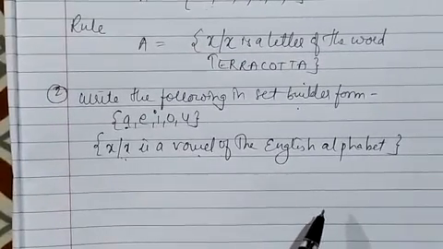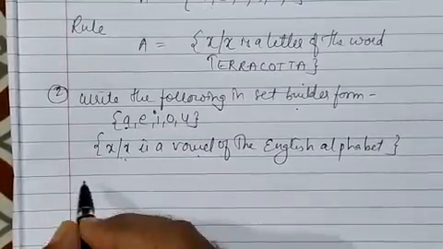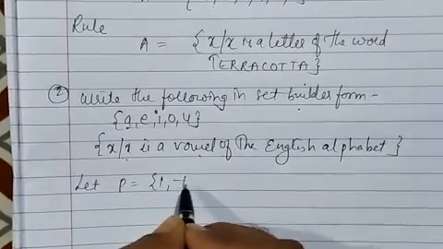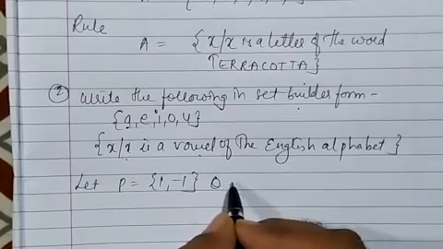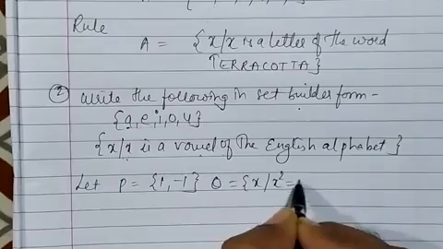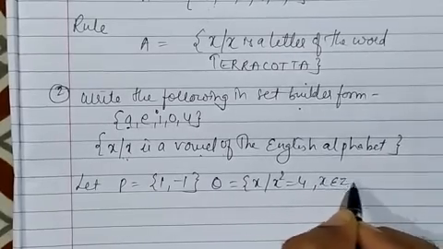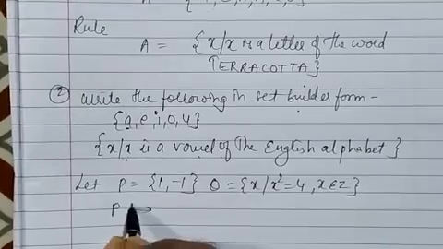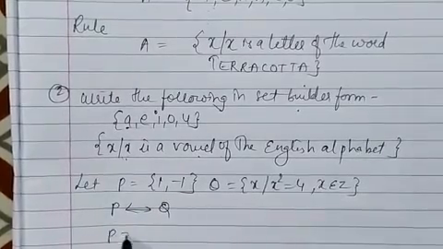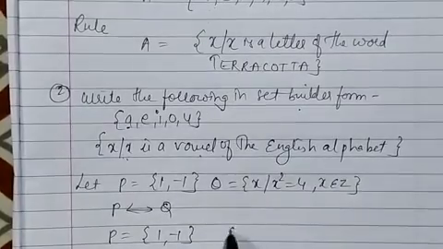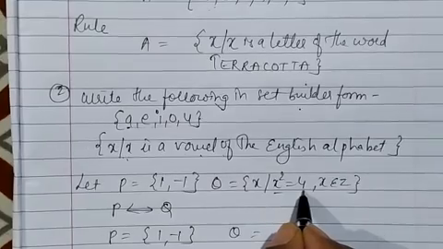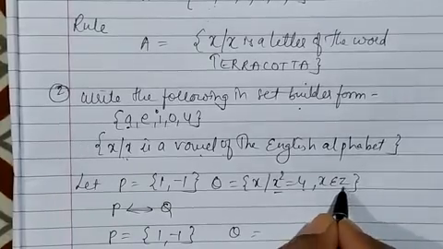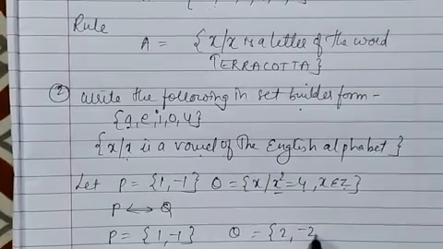Now you have to find out the next one. Let P equal {1, -1}. Q is given as {x : x ∈ Z, x² = 4}. Then check whether P is equivalent to Q. We have P equal to 1 and -1, and Q is the square of 4. Here we are using Z, which denotes integers. So you can take 2 or -2.